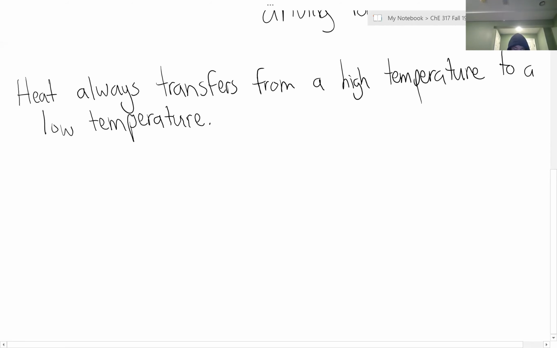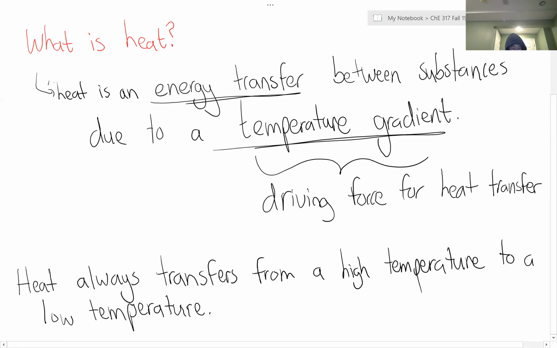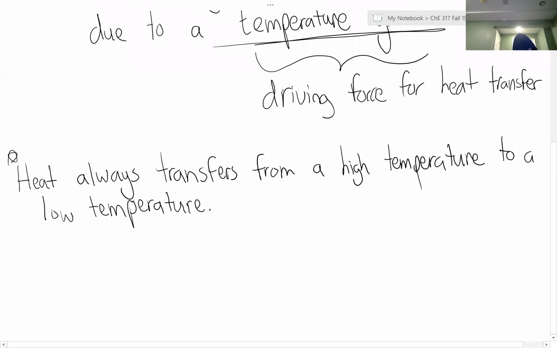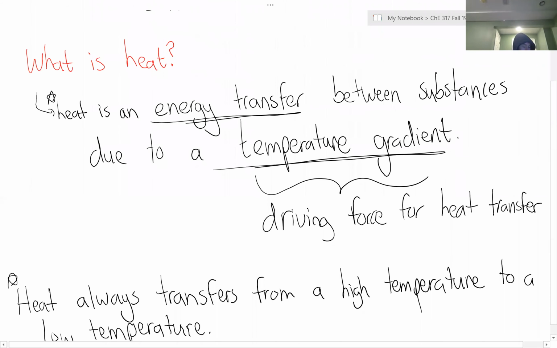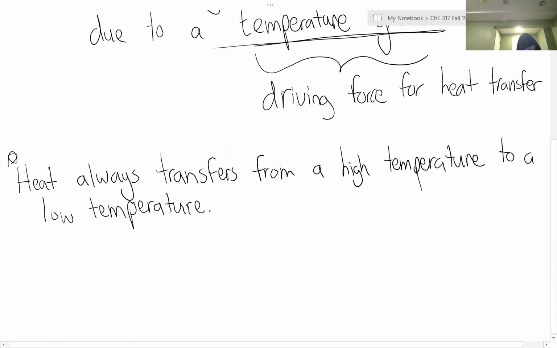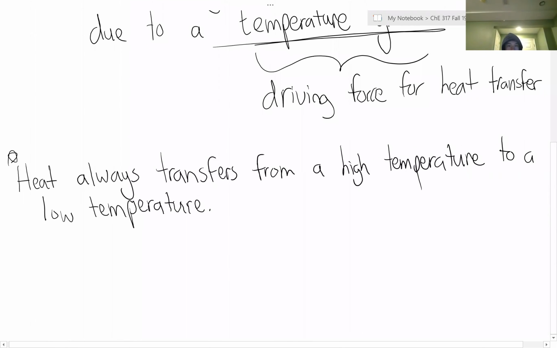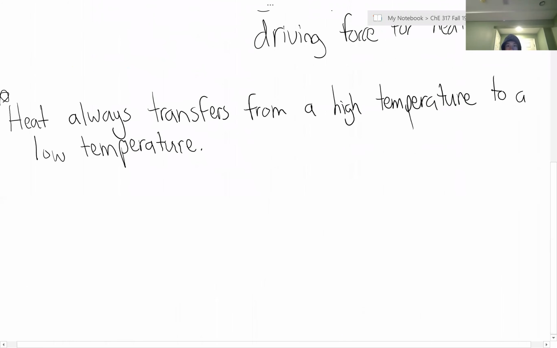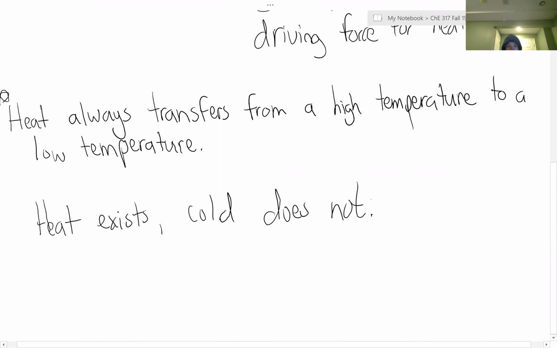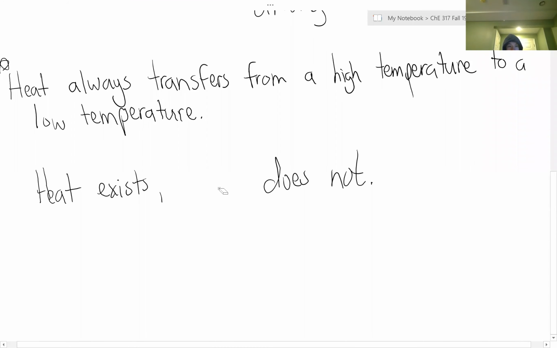And so these are some really key things that I always want students to keep in mind, right? Heat is an energy transfer. The transfer exists due to a gradient. That gradient, when it comes to heat, is temperature. Just like fluid going from a high pressure to a low pressure, heat always transfers from a high temperature to a low temperature. Another thing I always like to say is, heat exists, cold does not, right? Cold is essentially the absence of the energy transfer.